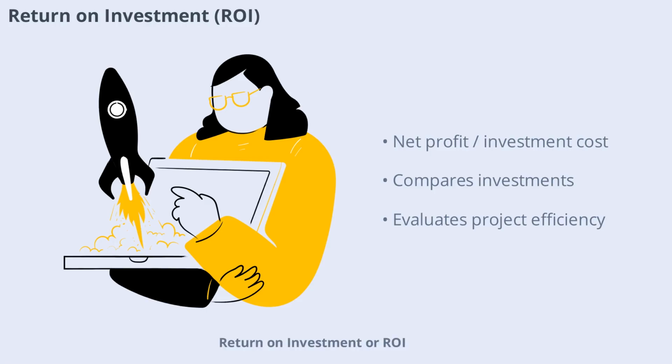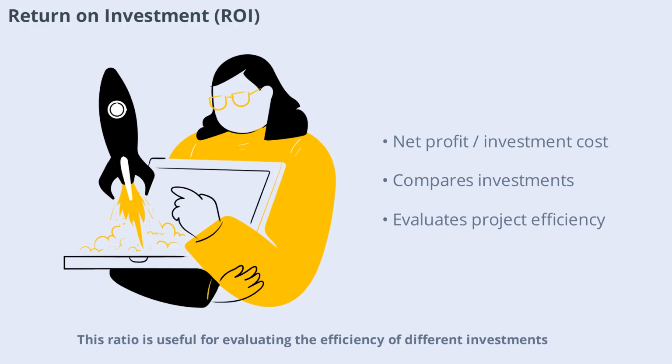Return on investment, or ROI, is a widely used profitability ratio that measures the gain or loss generated on an investment relative to its cost. ROI is calculated by dividing the net profit from an investment by the initial cost of the investment. This ratio is useful for evaluating the efficiency of different investments and for comparing the profitability of various projects or business ventures.